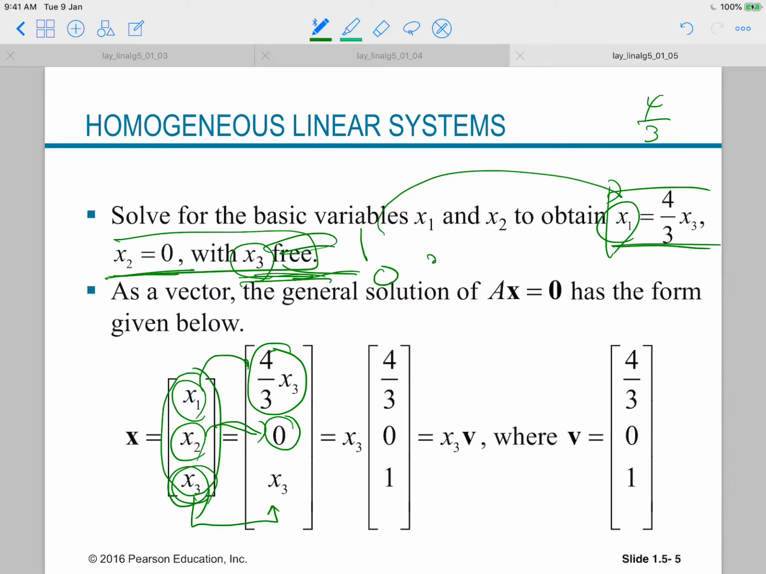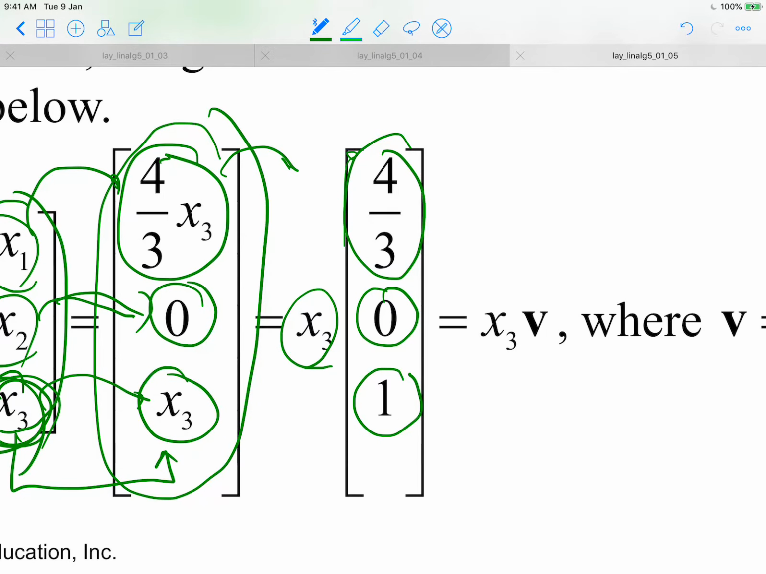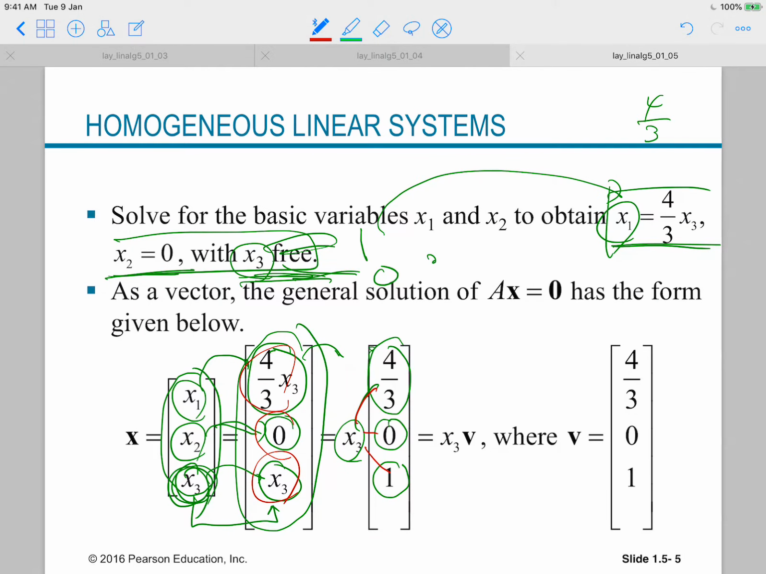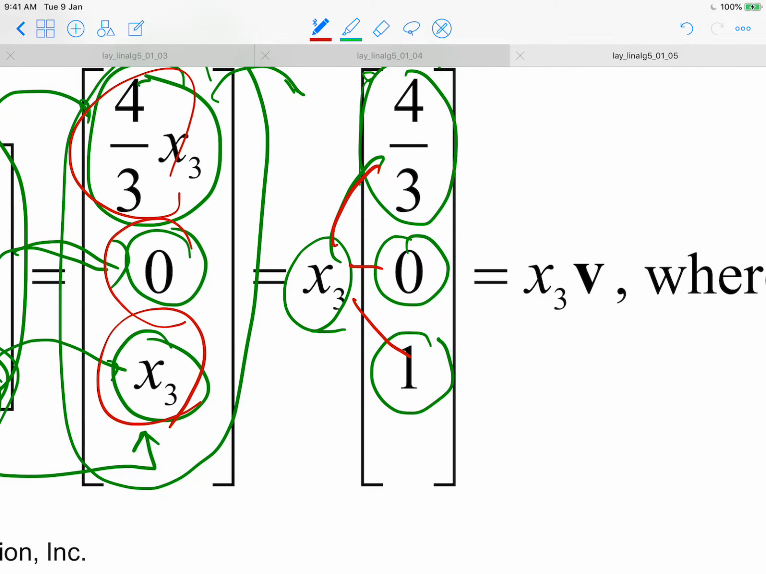So x3 has no other representation because that is our starting point. x3 is just represented as x3 because it is a free variable, right? And then we can rewrite it into this form: 4 over 3, 0, and 1. We obtain this constant vector, and we factored out x3 as a scalar multiple. Once we redistribute it, like this guy, this guy, this guy, we obtain the same result. Right. And then what's the meaning of this way of representing our solution?